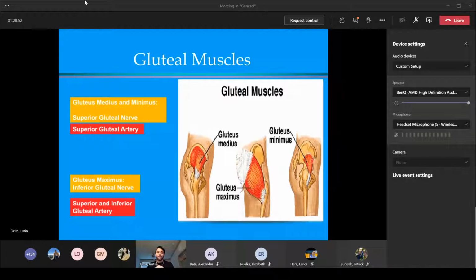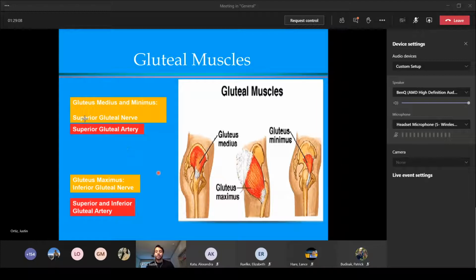I would 100% know that the gluteus medius and minimus are superior gluteal nerve. And remember, the gluteus maximus is a huge muscle, but it gets inferior gluteal nerve, right? So it's going to get the inferior gluteal nerve. I would definitely note that.